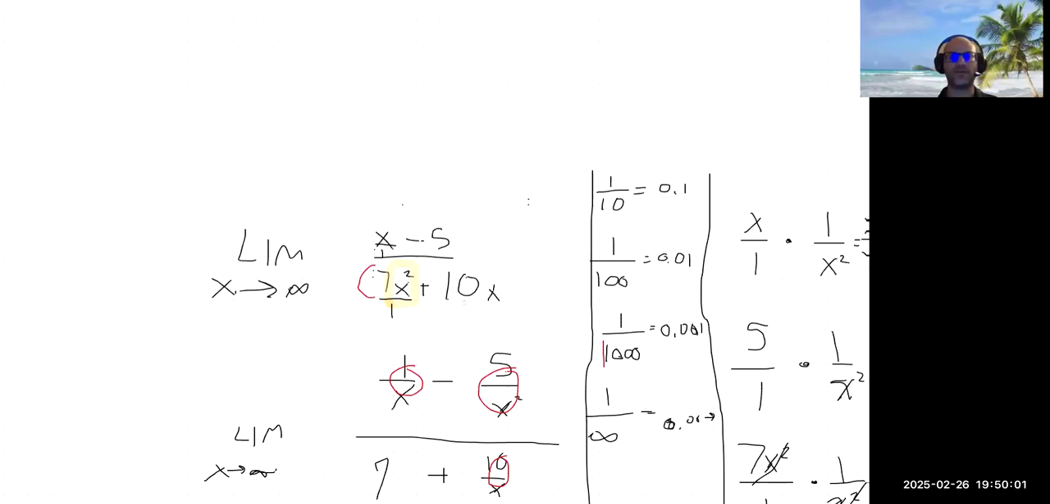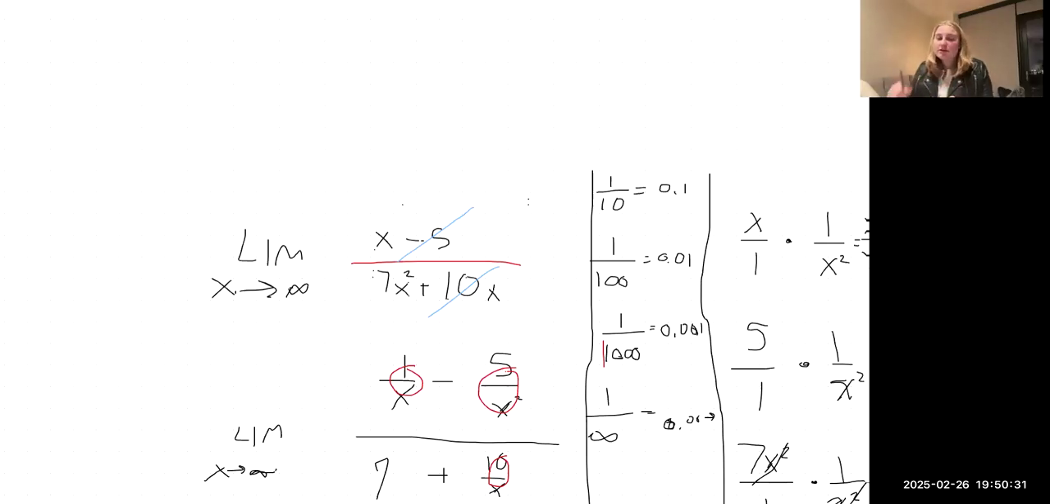And so going back to what we originally started with, the very beginning, this was x minus 5 divided by 7x squared plus 10x. So only the leading terms of the numerator and the denominator matter. This minus 5 is irrelevant. This 10x is irrelevant. And we know that's going to happen when they zero out, because a constant divided by infinity is 0. Any constant divided by infinity equals 0? That's right. So they just disappear.